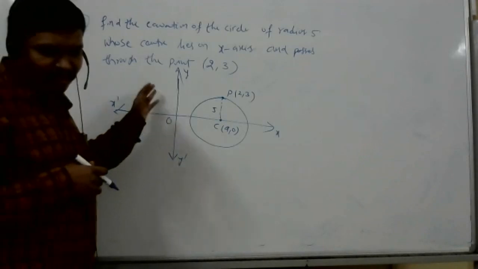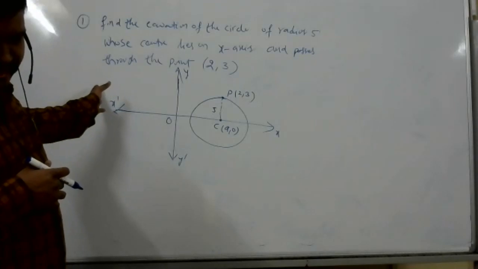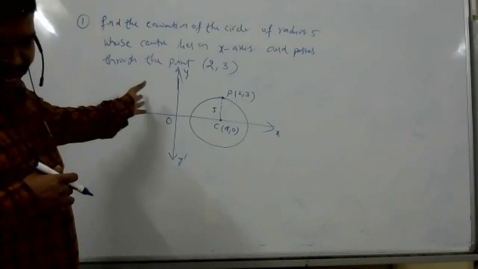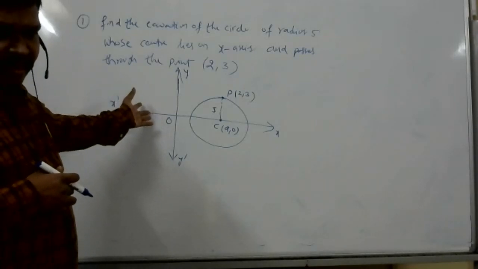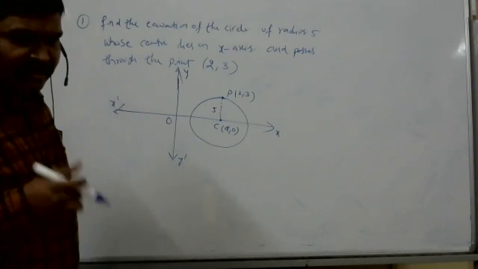See, in the problem what is given? Equation of the circle, radius 5 and center lies on x-axis. Origin and center lies on x-axis. What is that?